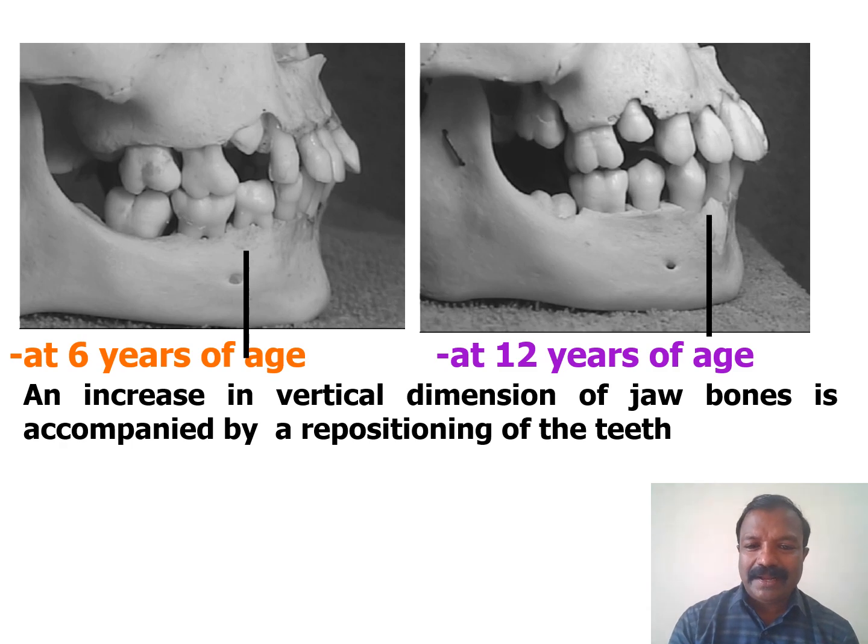An increase in vertical dimension of jawbone is accompanied by repositioning the teeth. So here you can see at 6 years of age, a certain vertical dimension of mandible is mentioned there. And the same individual at 12 years of age, the height has been increased. But the tooth size once formed cannot be changed. So the teeth have to be repositioned according to the increase in vertical dimension of the jaw bones.